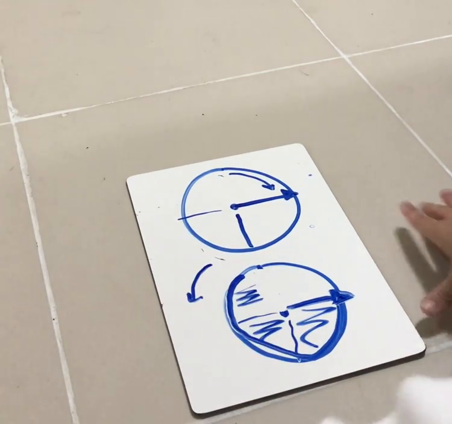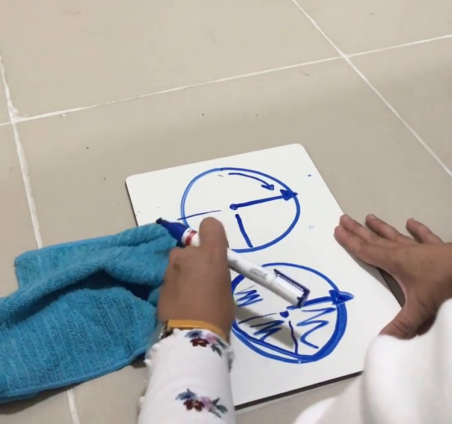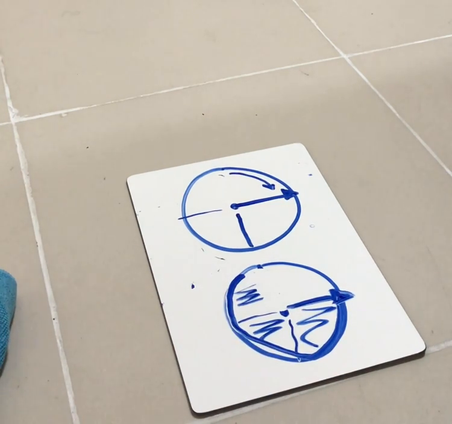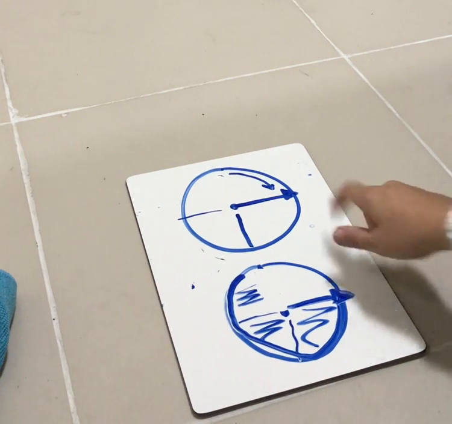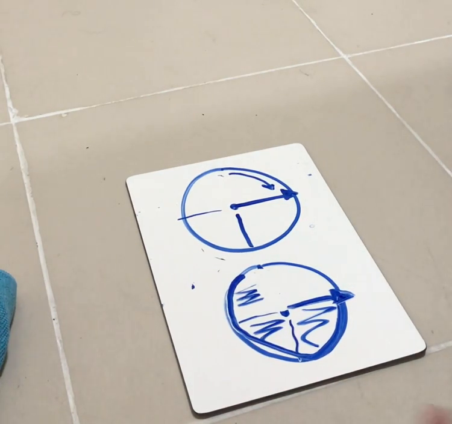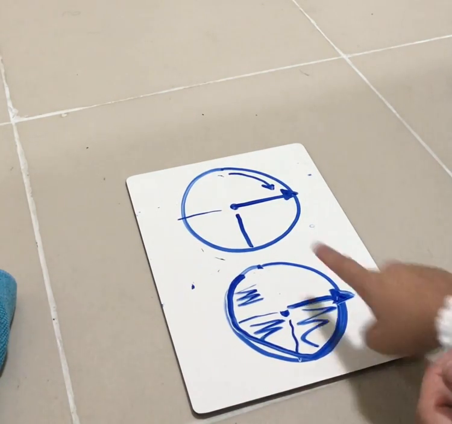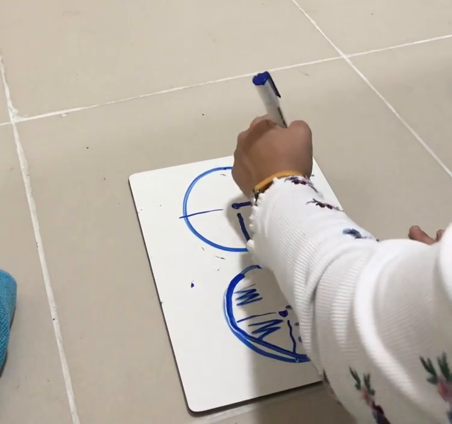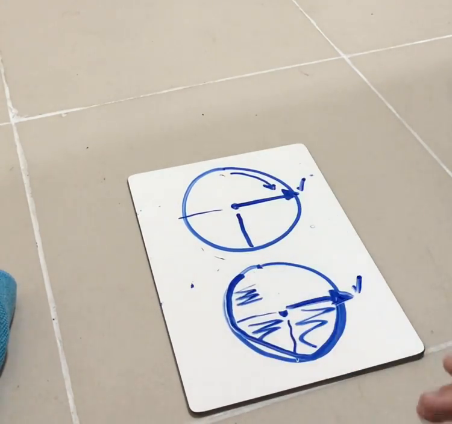Okay, and let's have a look at our two circles. So, do those two directions end up in the same place? Yep, okay, so we are correct. A quarter turn clockwise is the same as a 3/4 turn anti-clockwise, because they both ended up here.